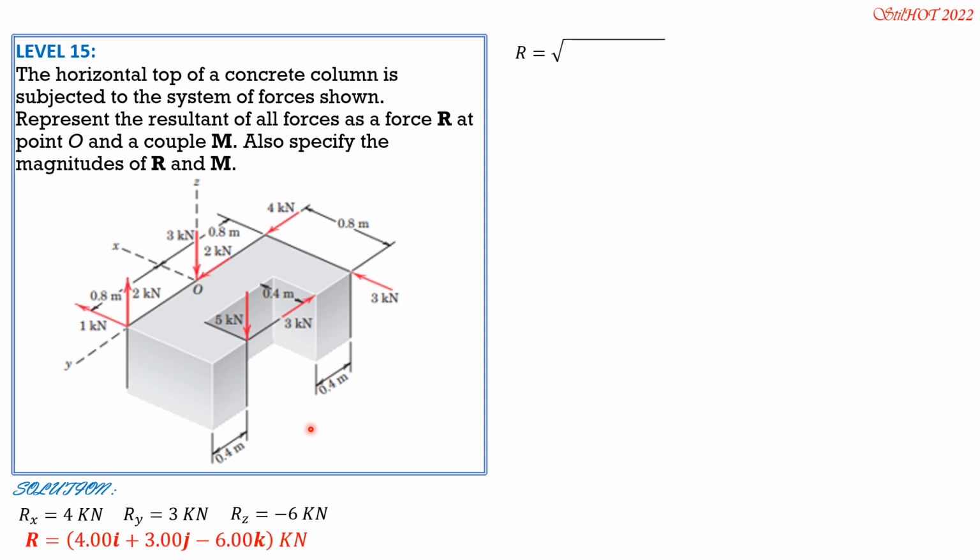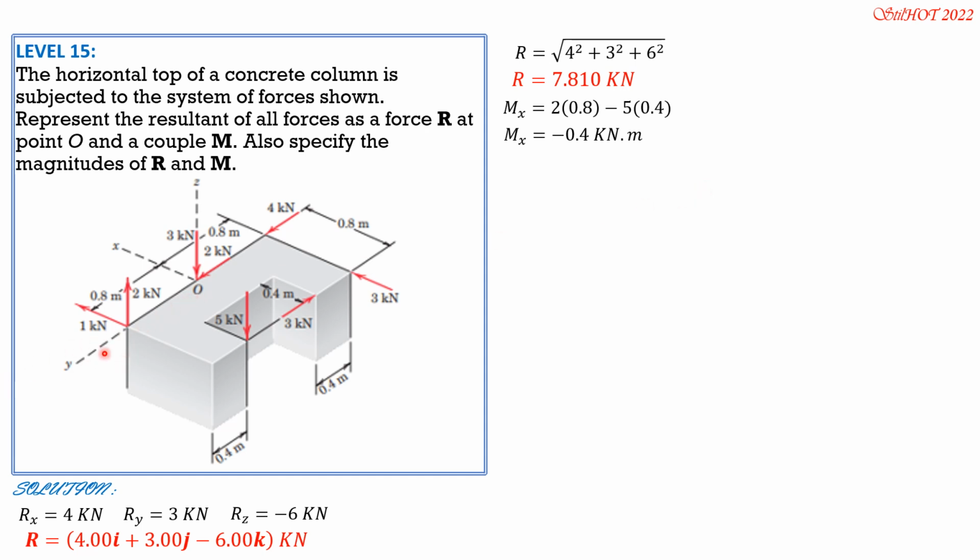So 2 times 0.8. By the way, the magnitude of R is square root of 4 square plus 3 square plus 6 square. Because it is stated there, we have to specify the magnitudes of R and M. So the magnitude of R is 7.810 kilonewtons. Again, MOX is 2 times 0.8 minus 5 times 0.4. So it is equal to negative 0.4 kilonewton meter.